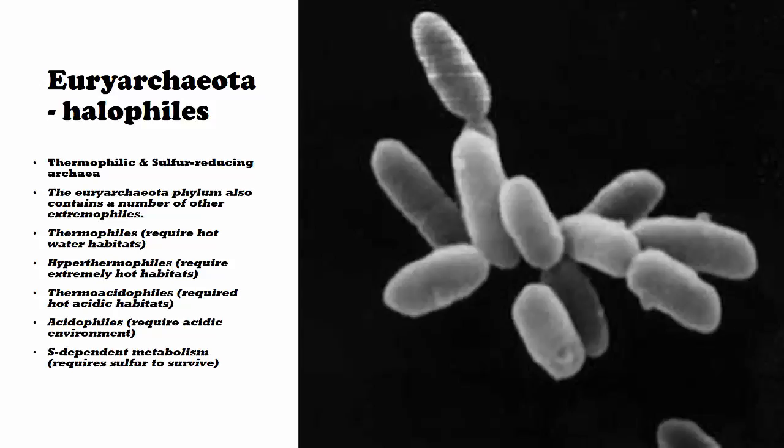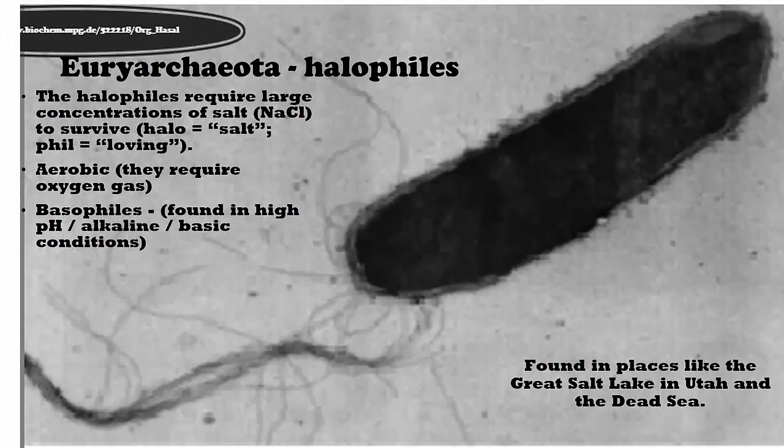The Euryarchaeota also contain halophiles. The halophiles require large concentrations of salt or sodium chloride in order to survive. Halo means salt, like the halogens on the periodic table, and phil means loving. These halophiles are aerobic, meaning that they require oxygen gas in order to metabolize. They are basophilic. They are found in high pH environments. And they're often found in places like the Great Salt Lake in Utah and the Dead Sea.